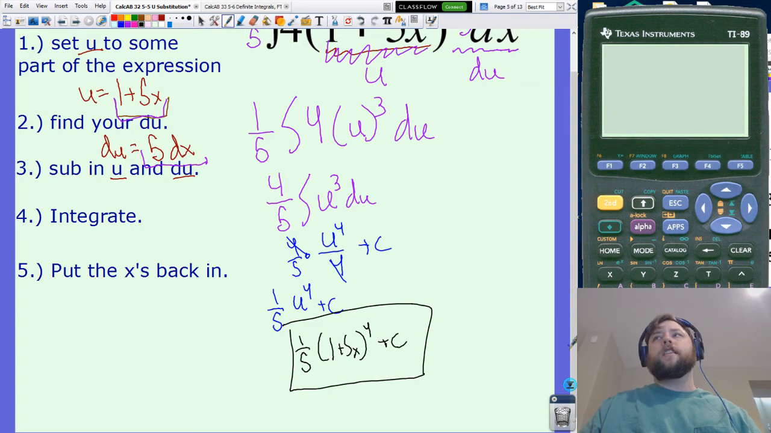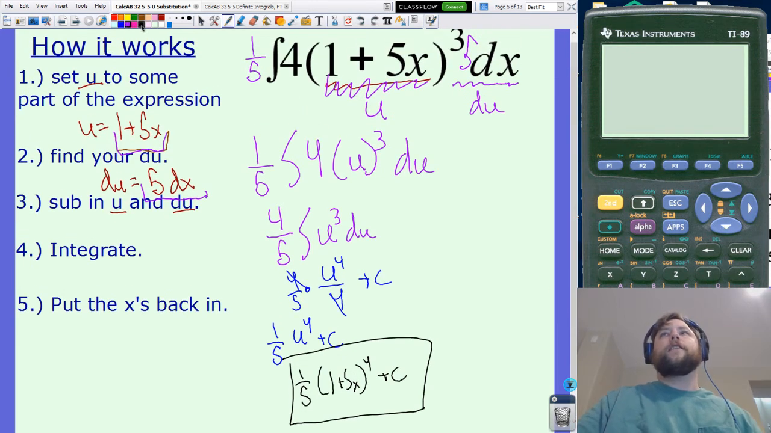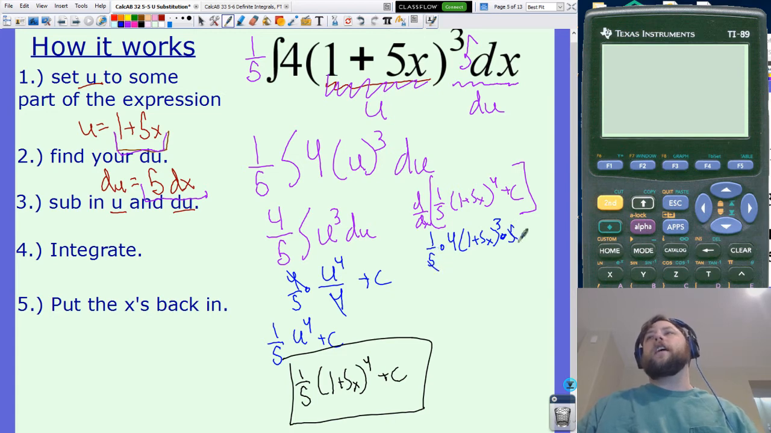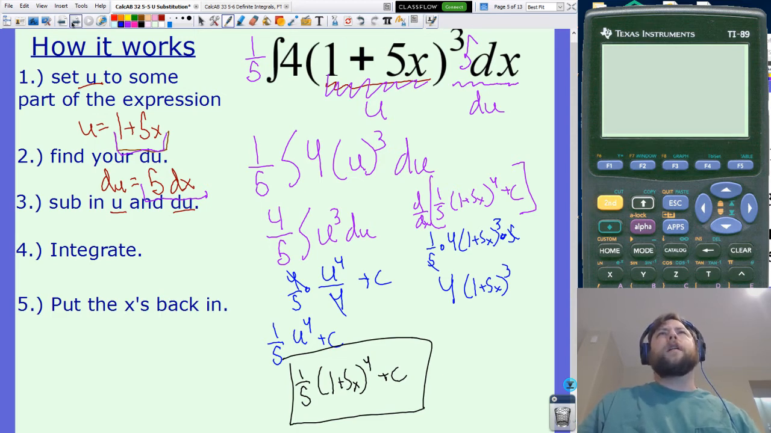And if we want to double check this, we can derive this function and verify that it goes back to the original. So I'm going to derive this function right here: 1/5 times (1 plus 5x) to the fourth plus c. The plus c goes to 0. So it'll be 1/5 times, chain rule here, 4 times (1 plus 5x) to the third times the derivative of the inside, 5. The 5's cancel out, so I'm left with 4 times (1 plus 5x) to the third, which is exactly what we started with. So I verified my answer.